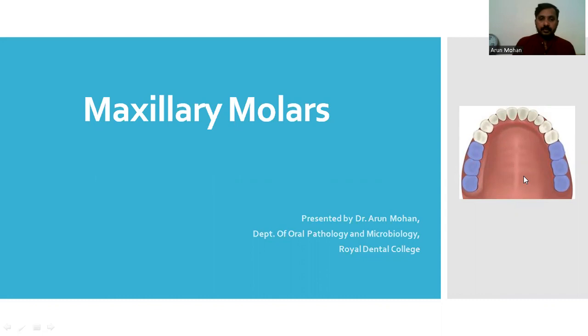Hello everyone. Today we'll be seeing the morphology of maxillary molars. Molars, as we know, are very important in the whole dentition. They're very key to the occlusion. They're very important for the function of mastication. So maxillary molars play a very important role in all of these. We'll be discussing the morphology of maxillary molars, mainly maxillary first and second molars.